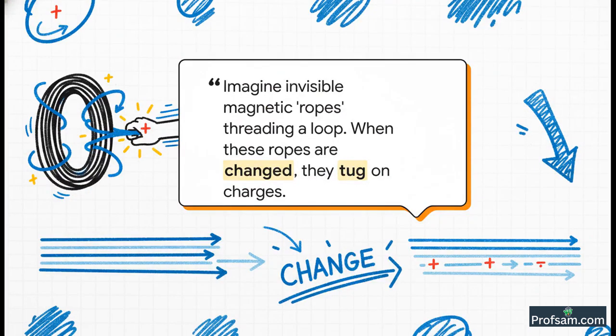To make this idea really solid in your mind, think of it like this. Imagine that these magnetic field lines are like invisible ropes passing through our wire loop. Now, if these ropes are just sitting there, steady, nothing happens. But the moment you start to disturb them, you squeeze them, or you stretch them, or you cut them, they give a little tug on the charges inside the wire, and that's what creates the current. So it's the disturbance of these ropes, the change, that causes the effect.